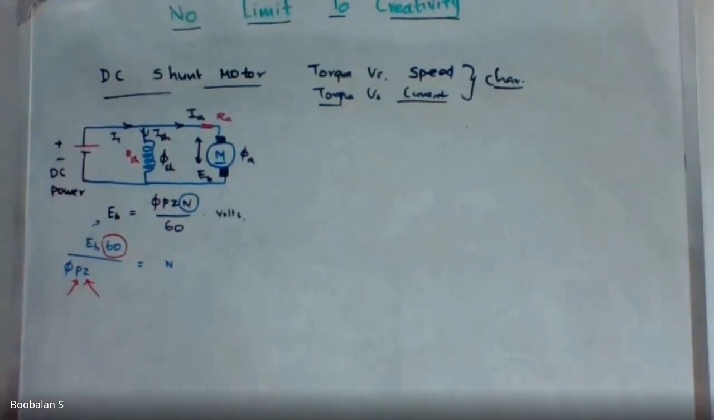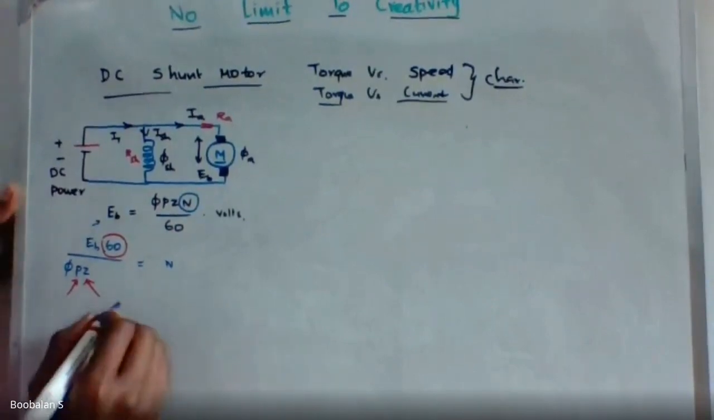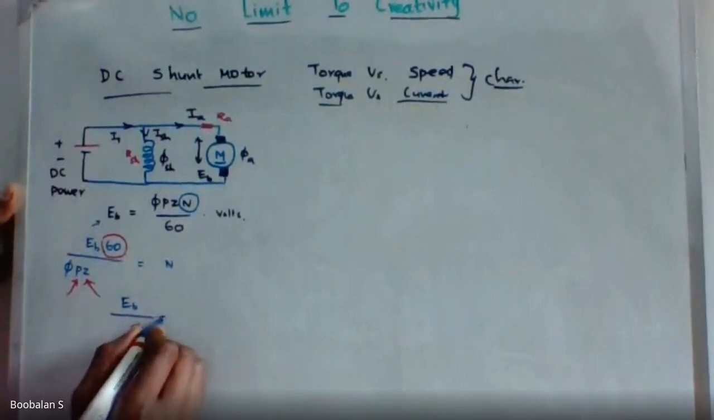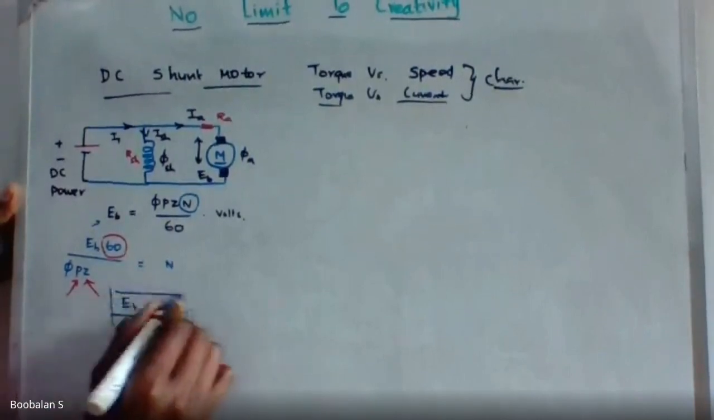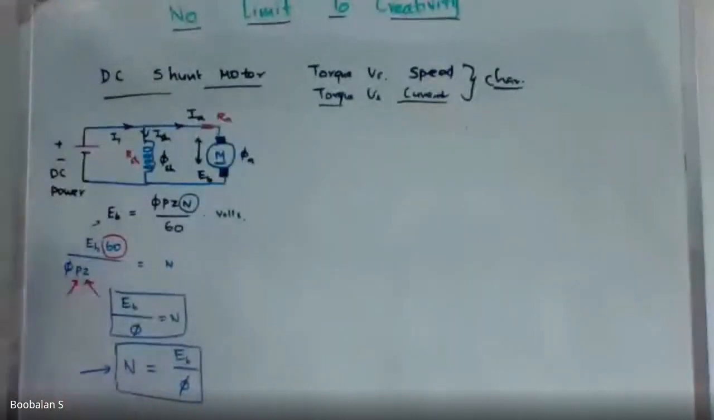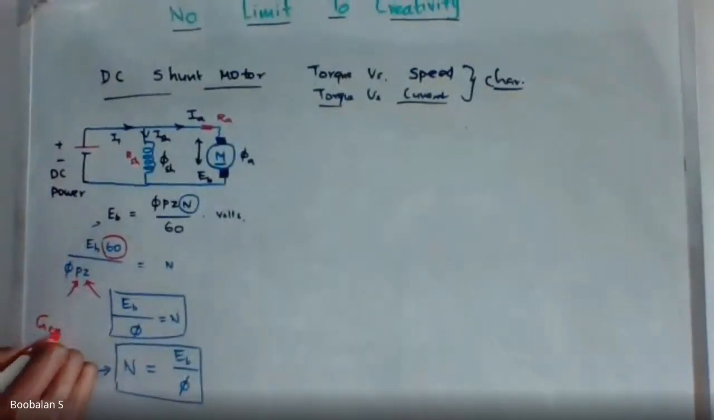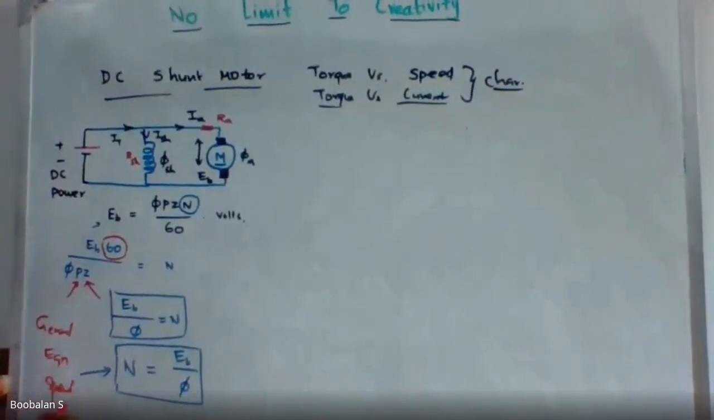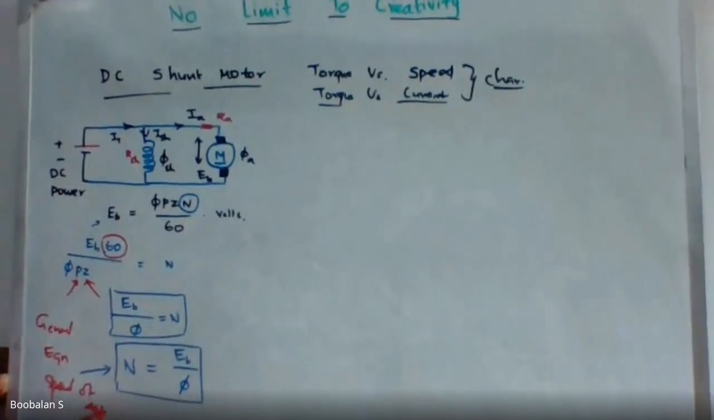So I'm just going to rearrange it. EB remaining constant, I have phi and I have N. So this is the general equation of any DC machine: motor speed is EB by phi. This is the entire equation of speed of any DC machine. It's not only for a DC shunt motor, this is the general speed equation of any DC motor.